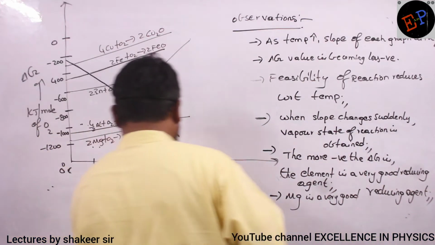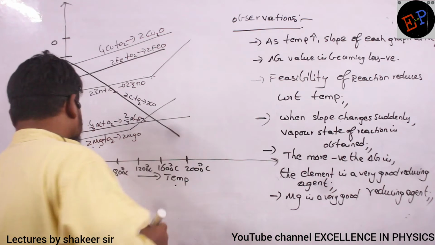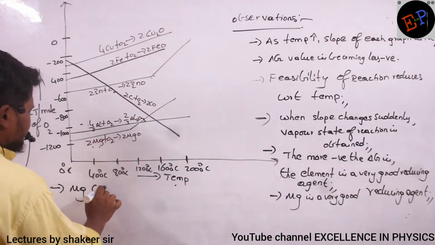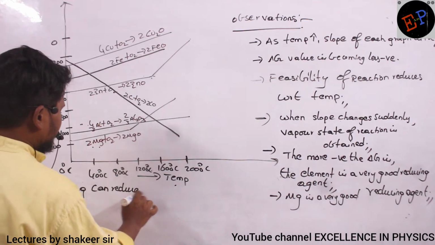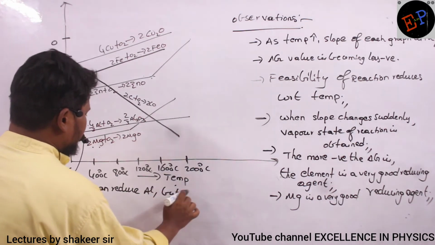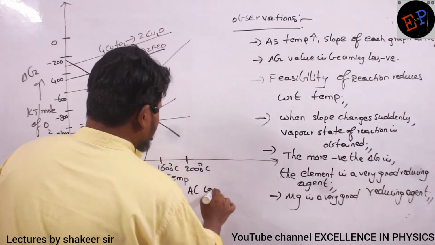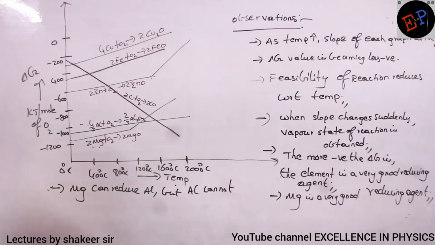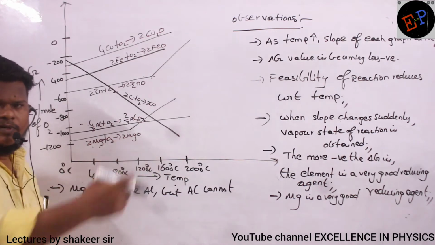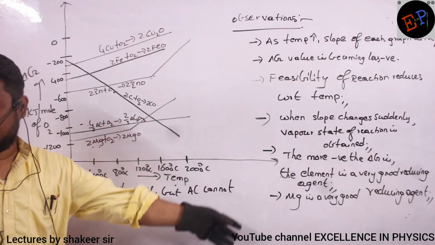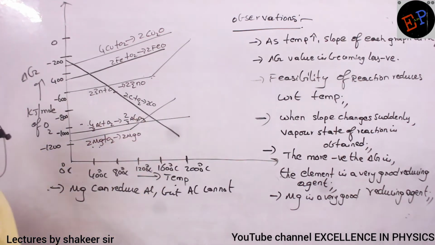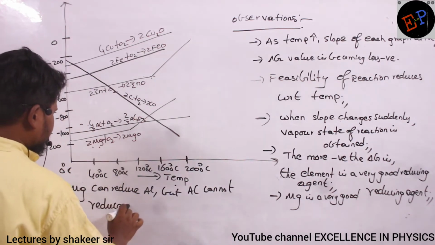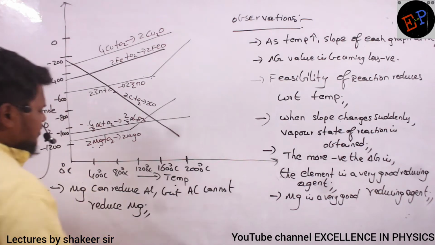So therefore, what we write? We write that magnesium can reduce aluminium, but aluminium cannot reduce. So this question was asked, I think, last before year. Questions will be asked from these points only, which I am writing on the board itself. Clear? So magnesium can reduce aluminium, but aluminium cannot reduce magnesium. What is the reason? Already we know.